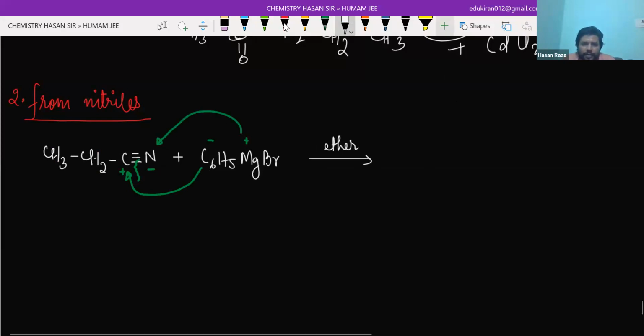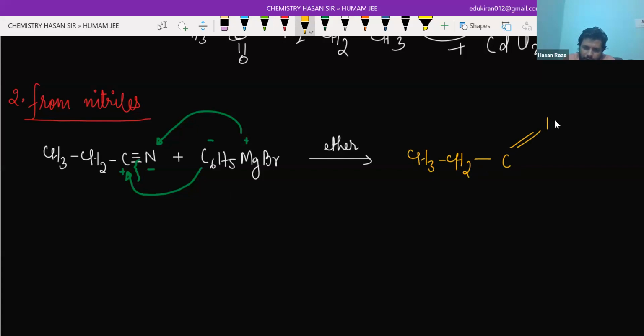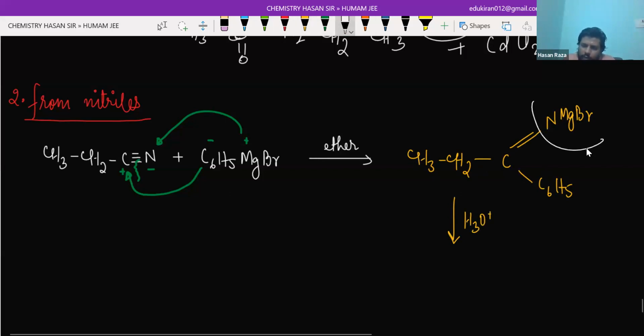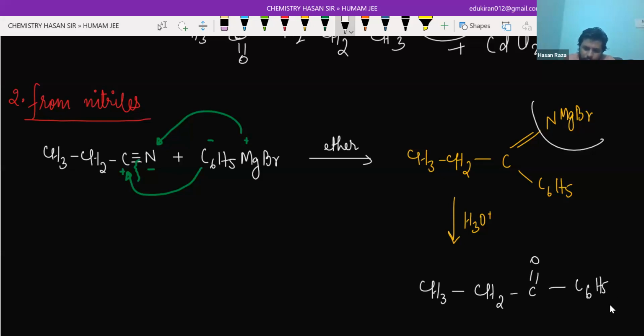So what you will get, very simple, it is CH3, CH2, and then C is there, and you can see one of the bonds broken, so this becomes double bond, and nitrogen. With nitrogen comes MgBr, and with carbon comes C6H5. Are you getting my point? Now, after this, what you are going to do is hydrolysis, so reaction with water. So this is what you will get, and this whole part will be eliminated, and there will be addition of an oxygen, and it will convert it into ketone. Are you getting my point?